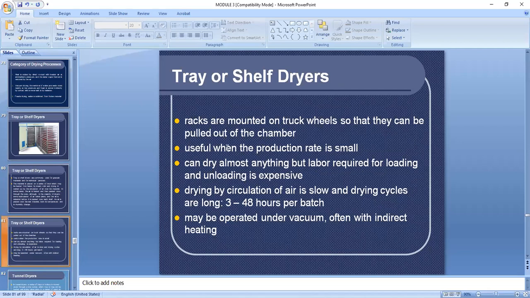Now, they are useful when the production rate is only small, and can dry almost anything, but this is labor intensive. So you need labor for loading and unloading. Now, drying time by circulation of air is low. As such, the production rate is small, and drying cycles could take as long as 48 hours per batch, and may be operated under vacuum as well, so reduced pressure, often with indirect heating.